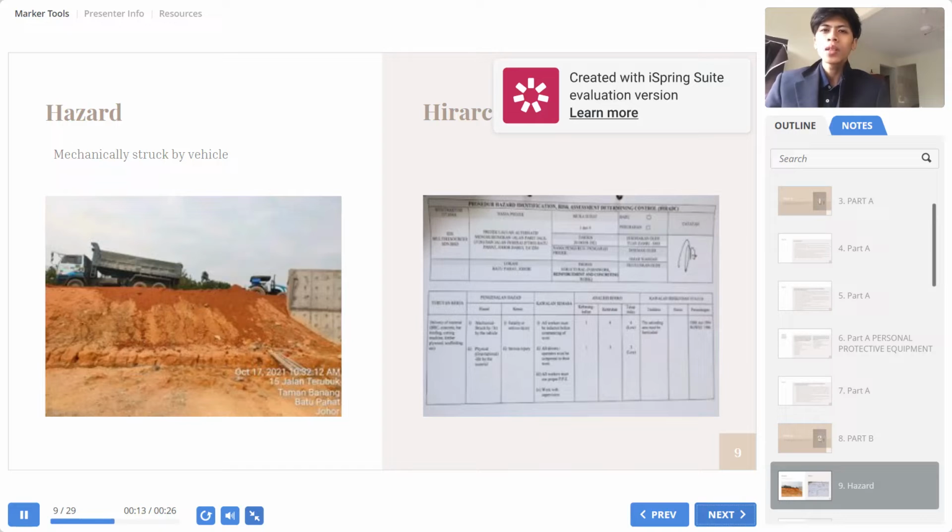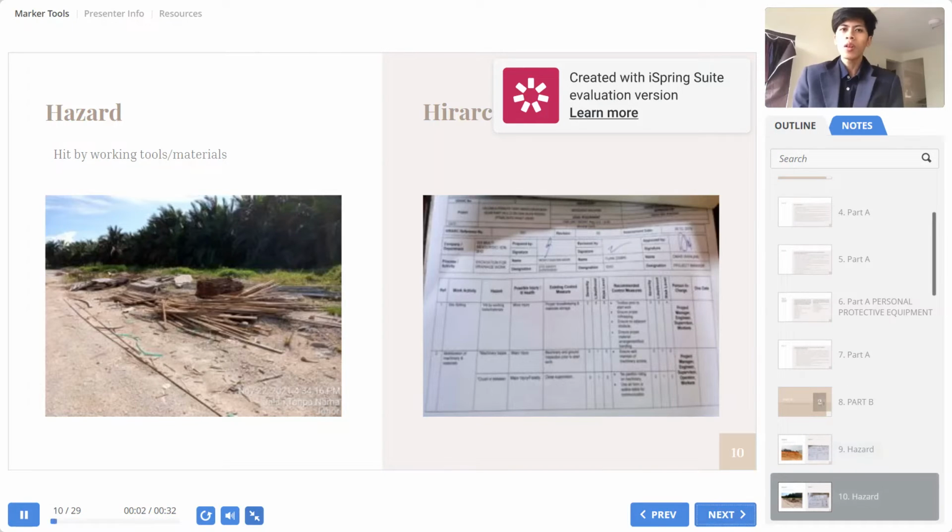For risk assessment, the likelihood 1 combined with severity 4, making the risk level at 4, which is considered as low at the site. The risk control that has been made as recommendation for control measure is unloading area at site must be barricaded. Moving on to the second hazard that may occur on site, which is getting hit by working tool or materials while site setting.